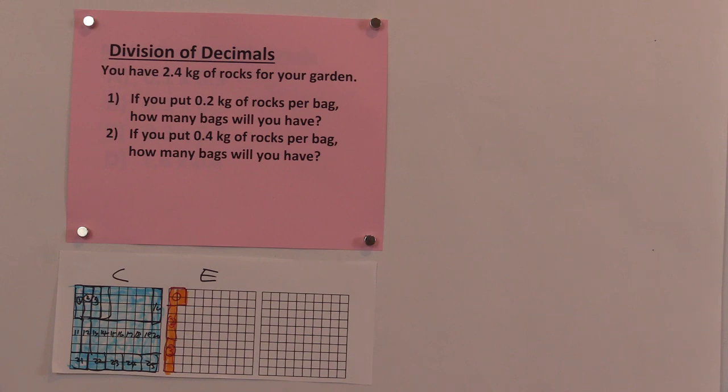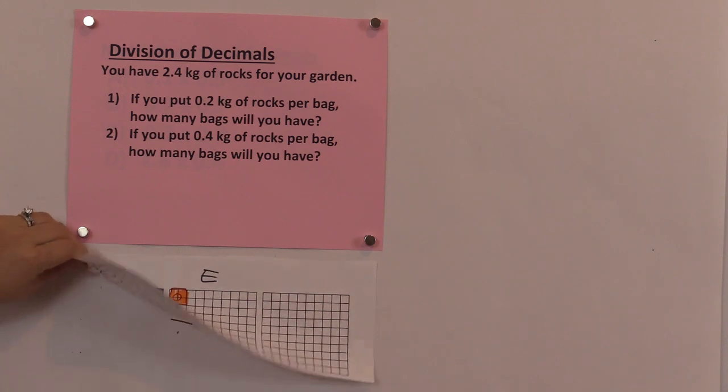You want to split them into smaller bags, because that's pretty much possible. This bag goes to that area, that bag goes to my neighbor. You can always do that here. So if you put 2/10 kilogram of rocks per bag, how many bags will you have? Number 2, I want to make a bigger size bag here. So if you put 4/10 kilogram of rocks per bag, how many bags will you have? So this is a measurement type of division problem.